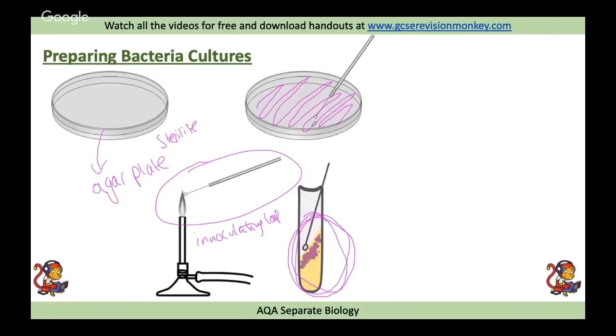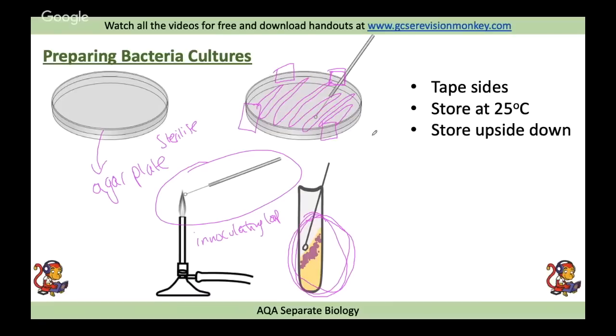So the way that we leave it is we tape up the sides, not completely, because anaerobic conditions can harbour some quite nasty stuff. So just tape it on 4 sides, store it at 25 degrees C, and store it upside down. So the tape is to stop microbes from the air getting in, because you want one bacteria that you want to grow, you don't want any more from the air. 25 degrees is to stop harmful bacteria from growing, and storing it upside down is to stop any condensation, which may contain bacteria, dropping onto your agar plate.